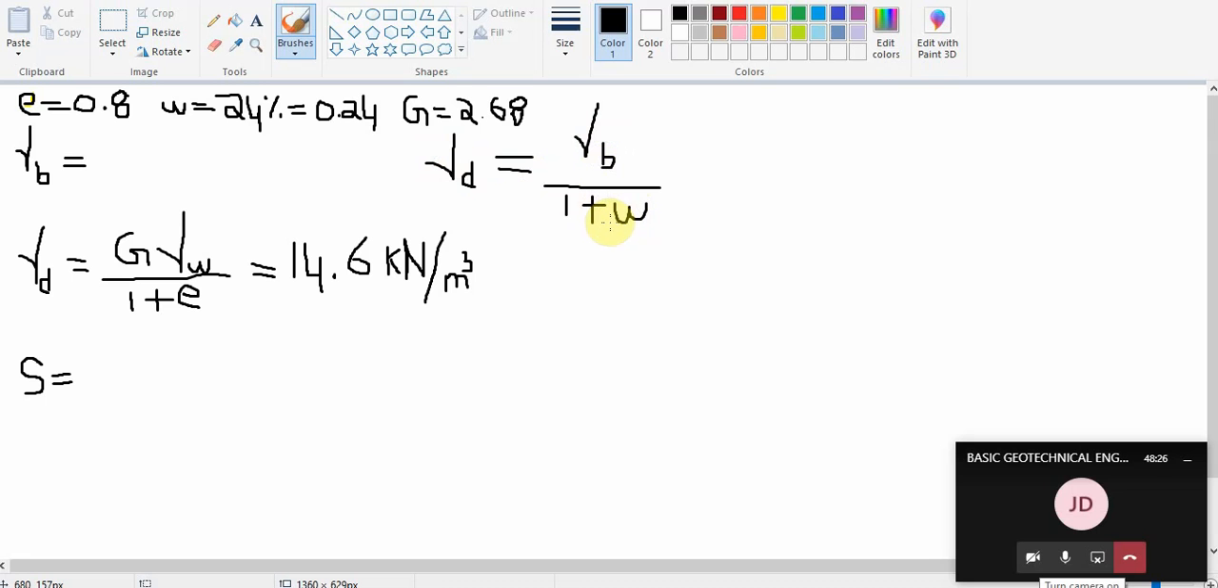Take this denominator part to the numerator part. We will get 1 plus W into gamma D. So what is the value of gamma B? 18.1. The unit is kilonewton per meter cube.